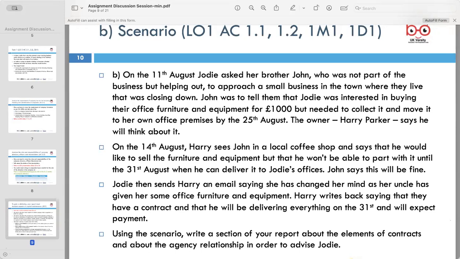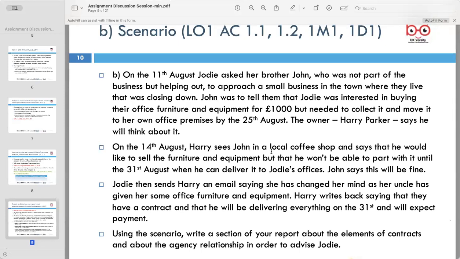So basically, she offered to purchase their office furniture and equipment for £1,000, but had to collect and relocate everything to her business premises by August 25. Harry Parker stated that he would consider it on August 14th. Harry sees John in a local coffee shop and says that he would like to sell the furniture and equipment, but that he won't be able to part with it until the 31st of August when he can deliver it. Jody's office says this will be fine.